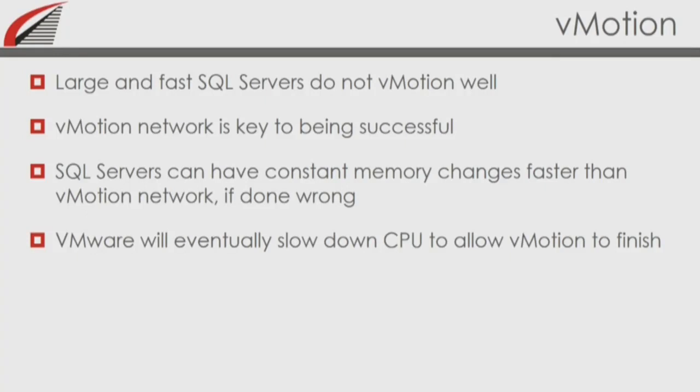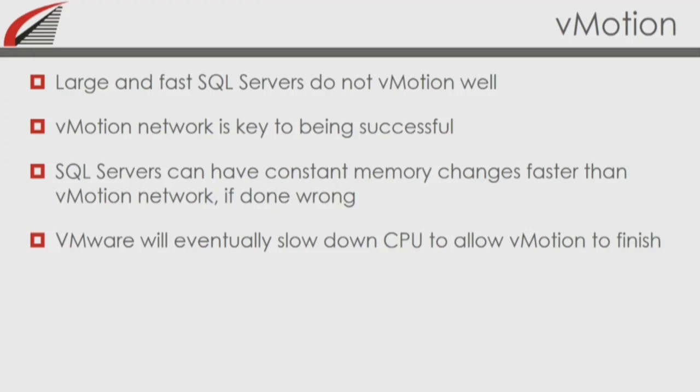Oh, by the way, the rate of change on the 10 gig side of it, because that's where the application connects into it, is faster than 1 gig. So the memory data never gets up. So VMware, and Hyper-V does the same thing, by the way, will eventually slow down the CPU to slow down that VM enough so the rate of change is slow enough the vMotion network can now finish the copy.